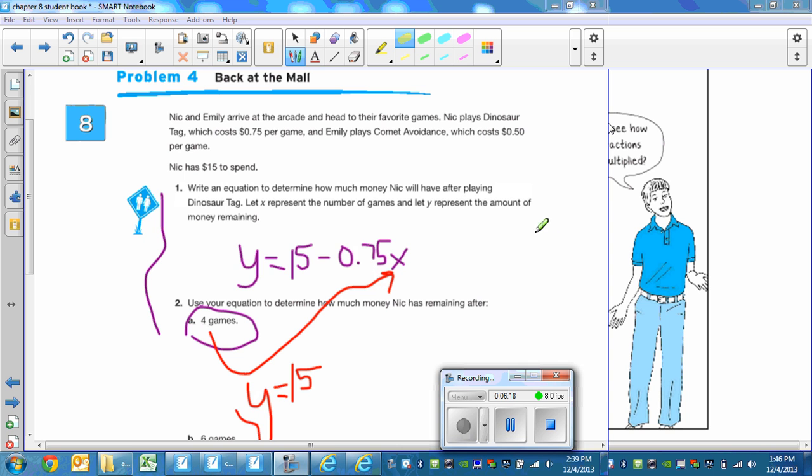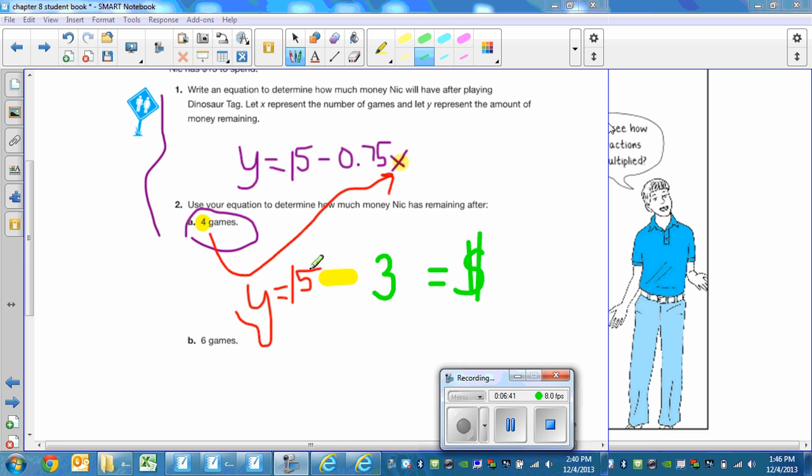All right, so we have Y equals 15 minus 75 cents a game. We're talking about Nick. And then use your equation to determine how much money he has left. So we would plug 4 in for our X. So we would have 15 minus 0.75 times 4, which is going to be 3. All right, so that's 15 minus 3, and then how much will he have left? $12.